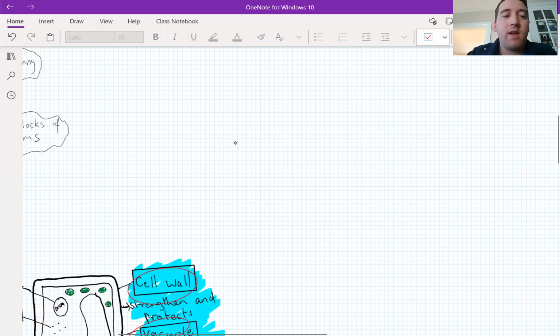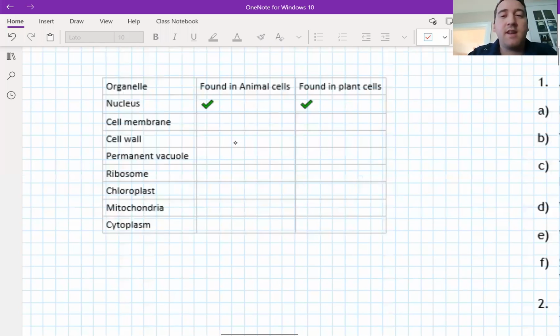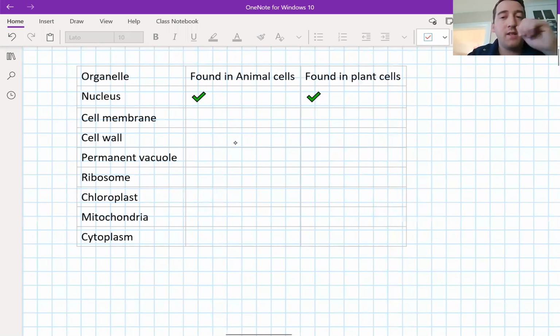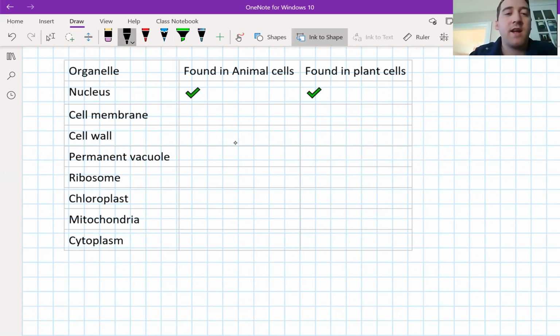Right, so up here then, we had this table again. Sorry, we're back to this now. And this is organelle. So we've got the word organelle. Here are the organelles: nucleus, cell membrane, cell wall, permanent vacuole, ribosomes, chloroplast, mitochondria, and cytoplasm. And you have to tick if they are present in a plant cell or an animal cell. So nucleus, as you can see, is ticked.